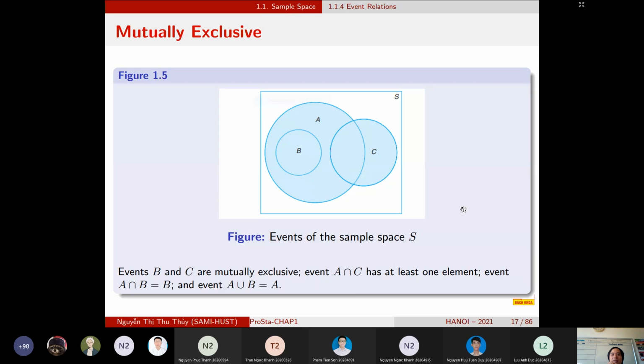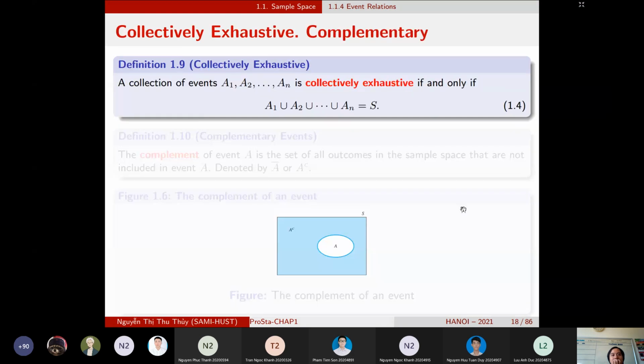How about the union of A and B? A union B equals A. And A intersect B is B. So they have some common outcomes, so they are not mutually exclusive.